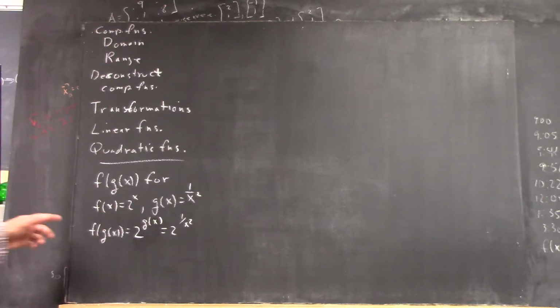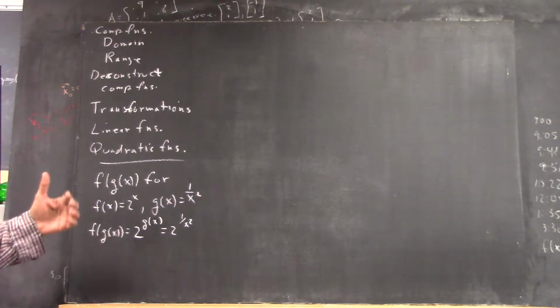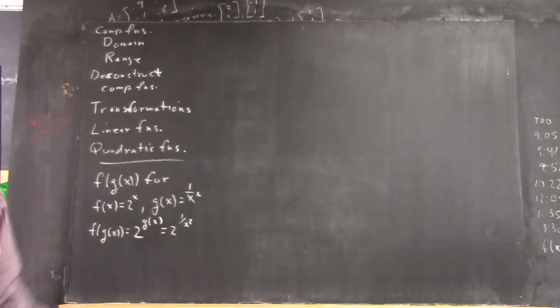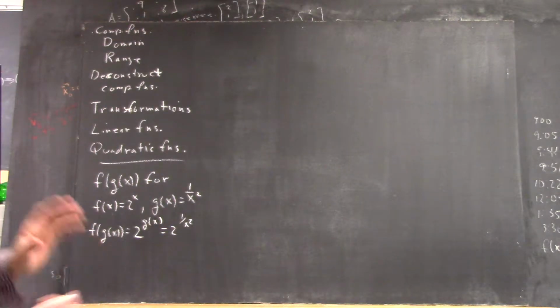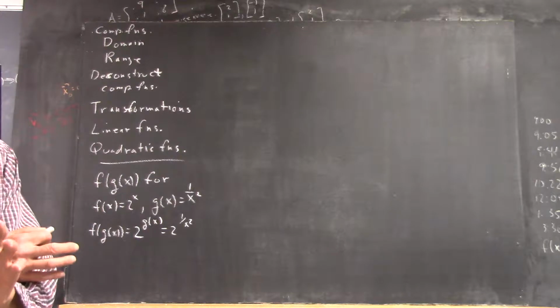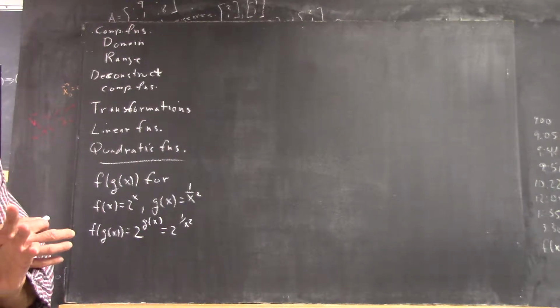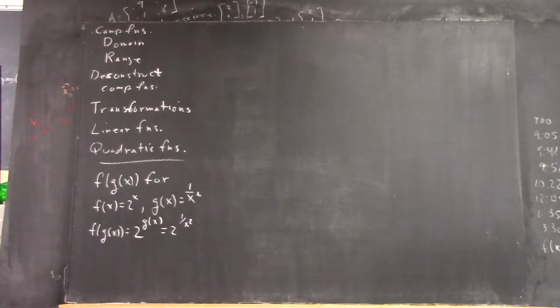Or you could have written it f of 1 over x squared, and that would be 2 to the 1 over x squared. Doesn't matter which way you write it. Now if you switch and do g of f of x, you get a different function. Okay? With a different domain. So, what's the domain?